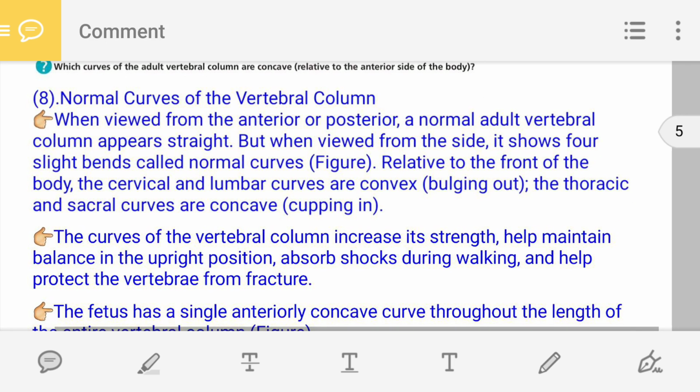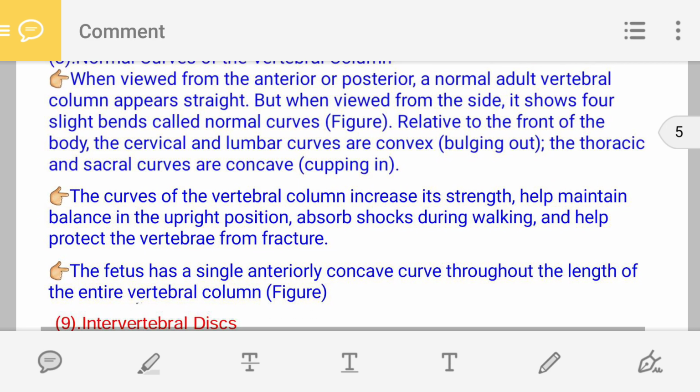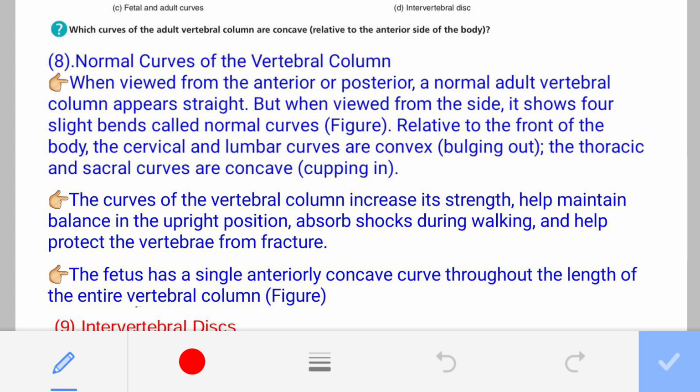Now, why are these curves present? What are these curves doing? These curves increase the strength of the vertebral column, and they also help to maintain balance in the upright position. For example, when we are standing, the maintenance of balance is performed with the help of these curves.